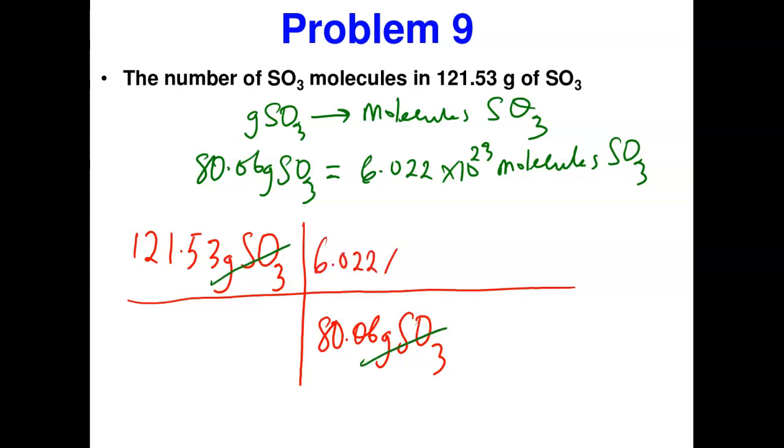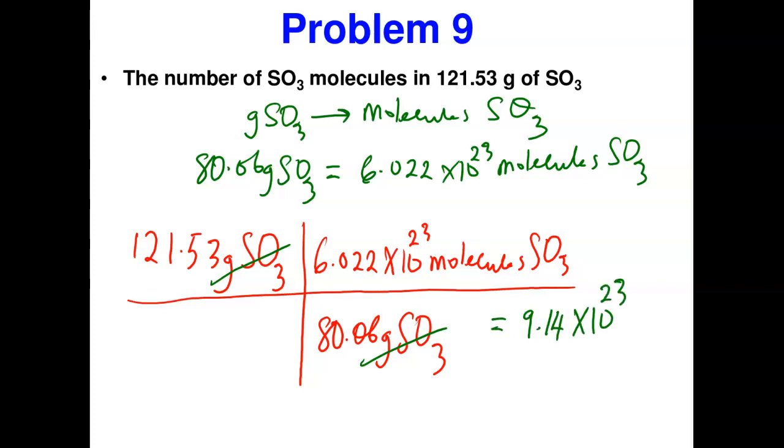6.022 times 10 to the 23 molecules of SO3. And when you punch this into your calculator, what do we get? The answer you get will be 9.14 times 10 to the 23 molecules of SO3.